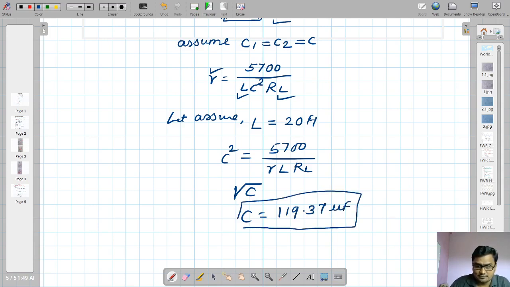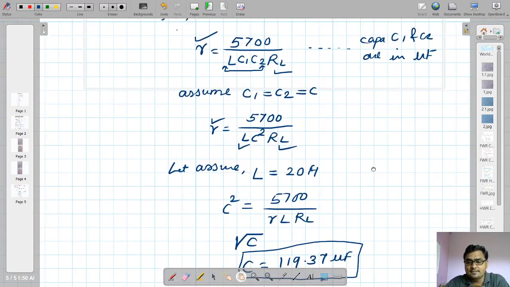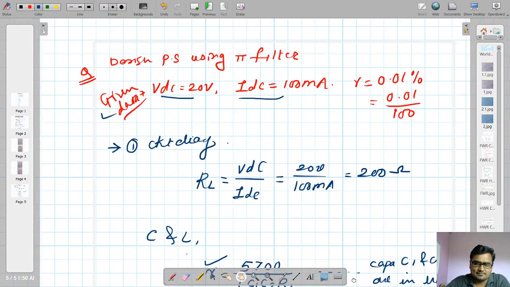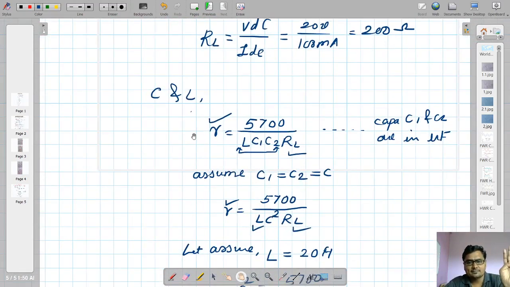Maybe I am wrong, maybe my calculator is saying something different. It can happen. So you go for it: calculate your own value and tell me what the value of the capacitor is. This is the only tricky part where I feel there will be confusion. We have calculated RL, the capacitor, and the inductor. So three components we have already calculated. Then what is your job? Your job is to calculate the diode and the transformer.